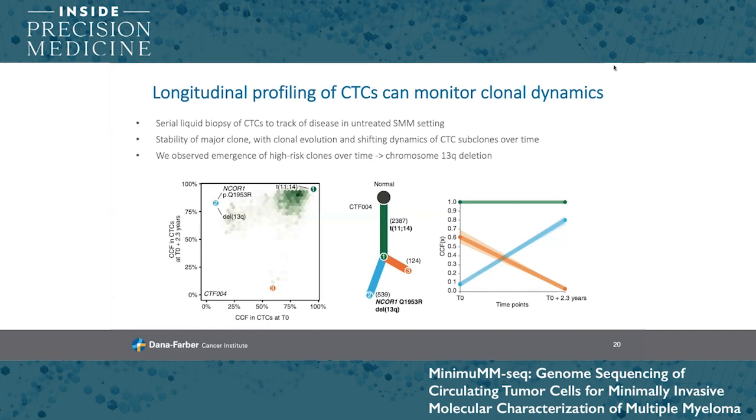We use PhylogicNDT to cluster these mutations into branching subclones, and indeed you can see that the t(11;14) was identified as a shared clonal event at both time points, highlighted by the green clone, and emergence of the blue clone with driver mutations of NCOR1 and del13q from 8% to approximately 80%, with extinction of the orange clone that had passenger mutations. So these data demonstrate the use of CTCs to successfully track the mutations and clonal evolution of myeloma over time in a minimally invasive manner.